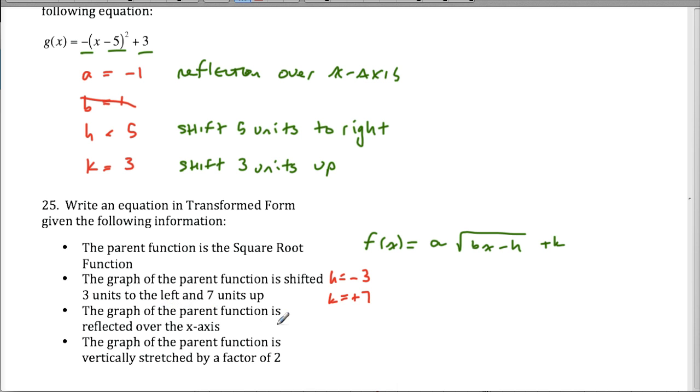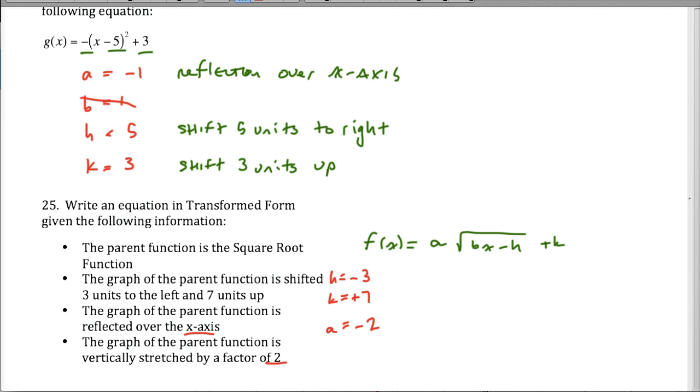The graph of the parent function is reflected over the x-axis, so that's a, because remember, a was over the x-axis, b would have been a reflection over the y-axis. So if it's a reflection over x, that means a is negative. Now it says the graph of the parent function is vertically stretched by a factor of 2. So again, that's a, and so now I know that a is -2.